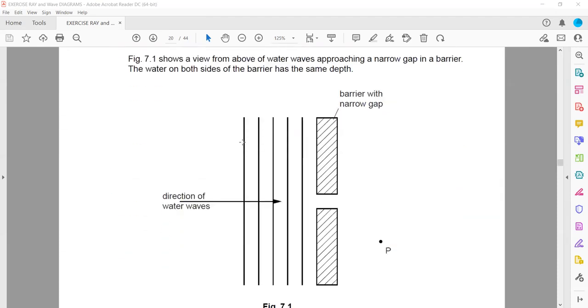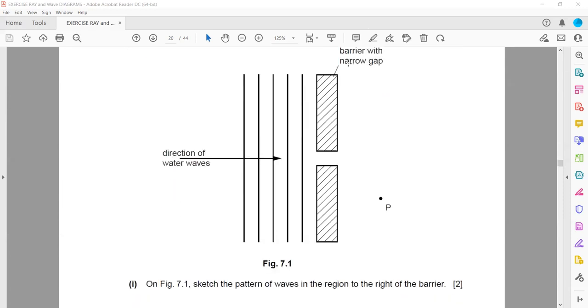Figure 7.1 shows a view from above of water approaching a narrow gap. The water on both sides of the barrier is the same depth. So we have to complete the pattern. Whenever the wavelength and gap size are approximately equal, there is maximum diffraction, and as a result of maximum diffraction, the wave will spread out more. Using a compass, you will draw, and keep in mind that this wavelength should be equal to what we draw, because the wavelength does not change as the medium does not change.